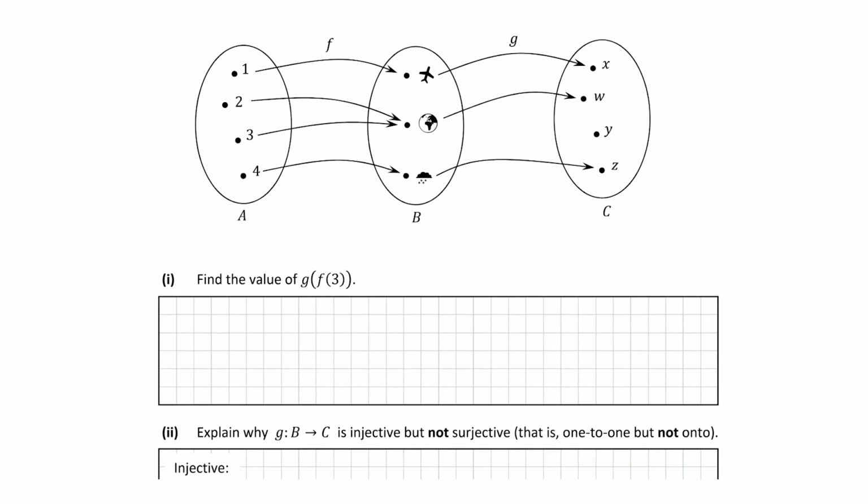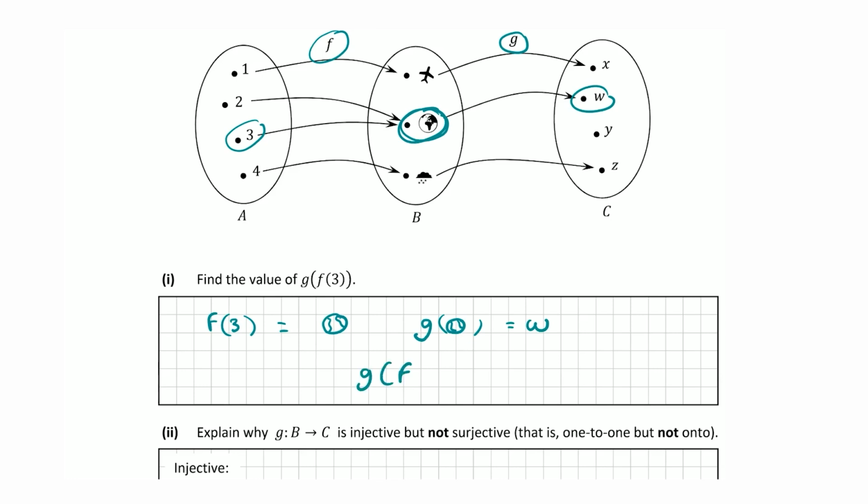So when you're looking at a question like this, the first thing I do is I ask myself, okay, what is f of 3 first? And you can see that the f of 3 is this world sign here, okay? So I'm just going to draw a little world sign. So now, what is g of the world sign? And g of the world sign goes to w. So the answer is g of f of 3 is equal to w.